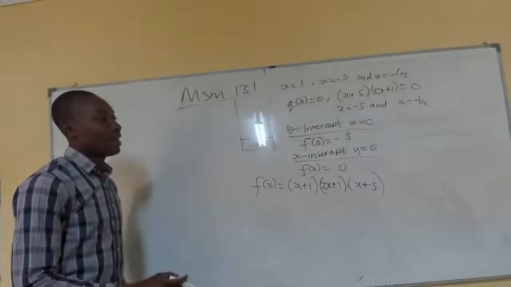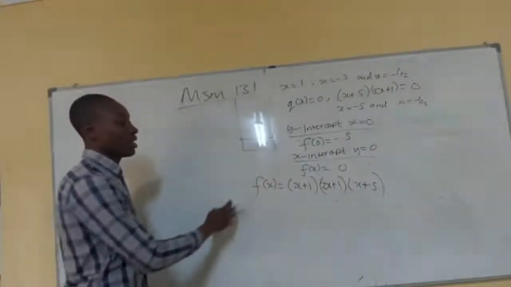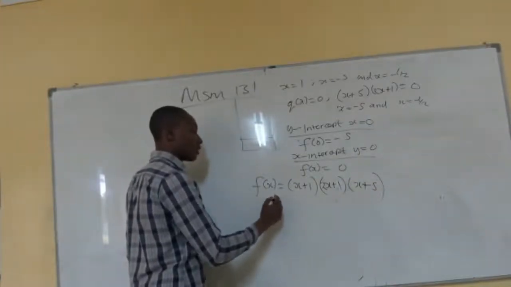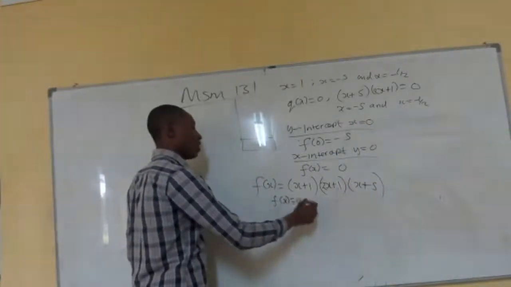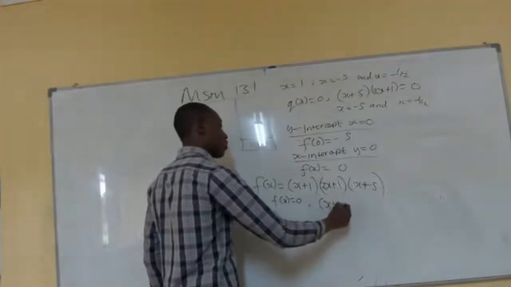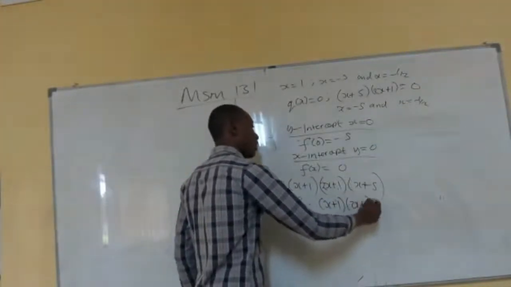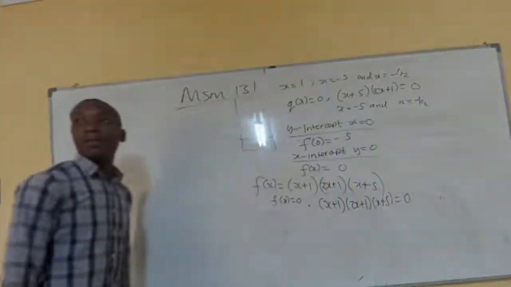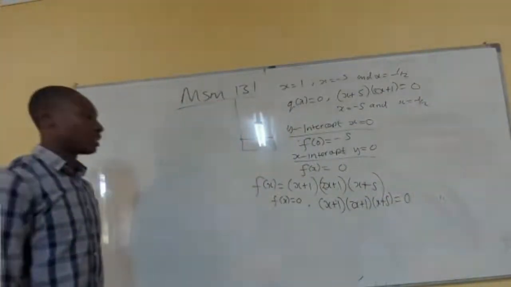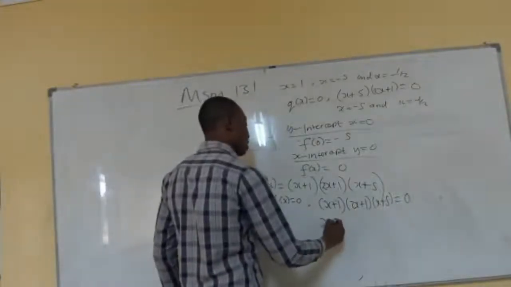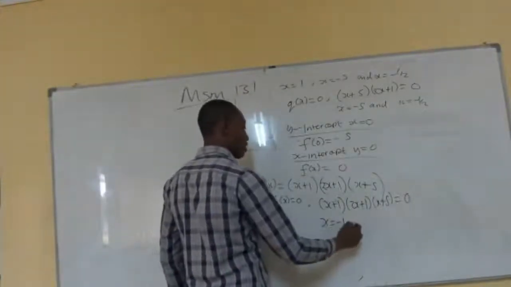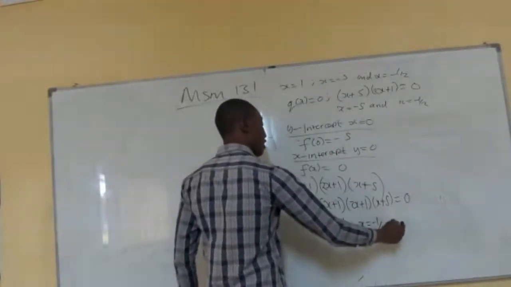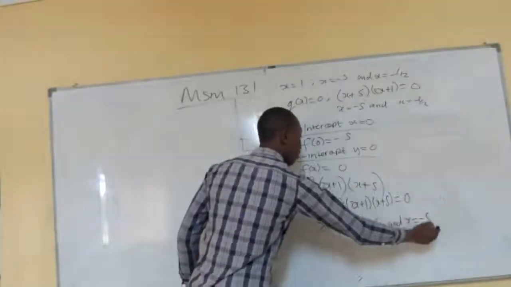Now we're saying the x-intercept is where y is 0, meaning f of x is equal to 0. So that entails that x plus 1, 2x plus 1, and x plus 5 all are equal to 0. That tells us that the x-intercepts are first -1, the other one is -half, and the last one is -5.